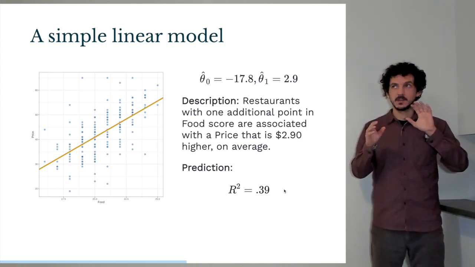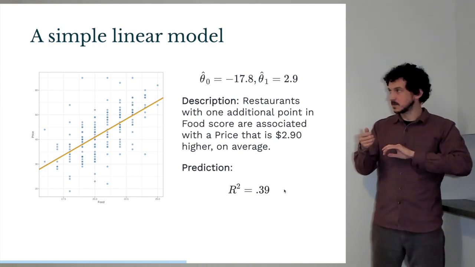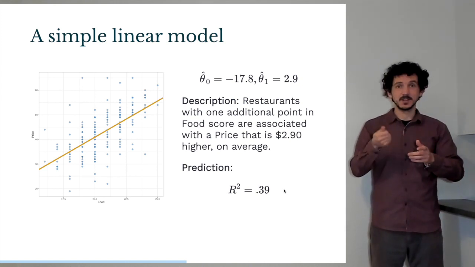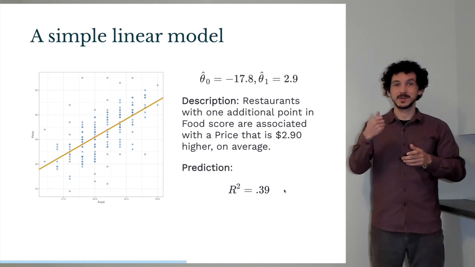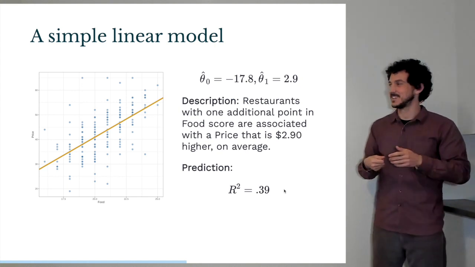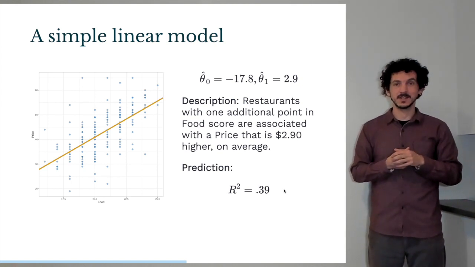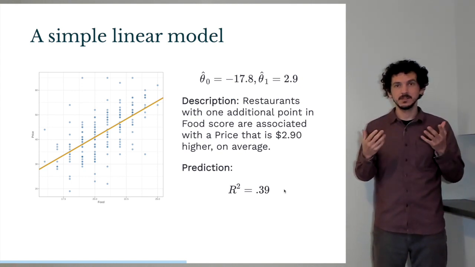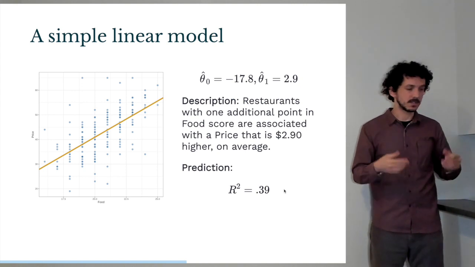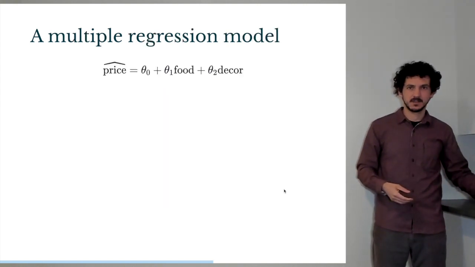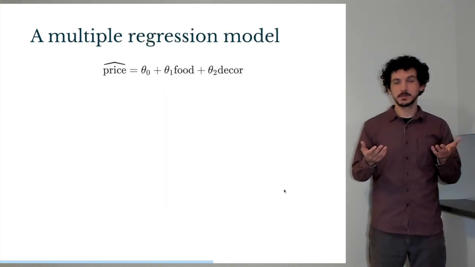Okay, so we've described the phenomenon of what explains the price of dinner in New York at Italian restaurants, and food is part of it, the quality of the food, at least as quantified by Zagat. But what about the impact of other features of the restaurant? So let's fit a multiple regression model.